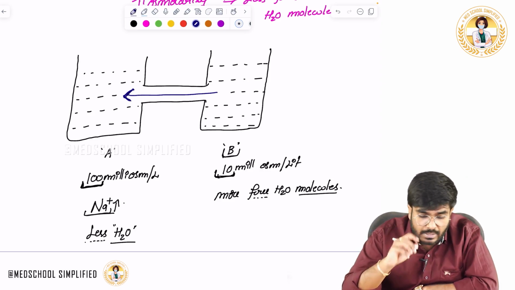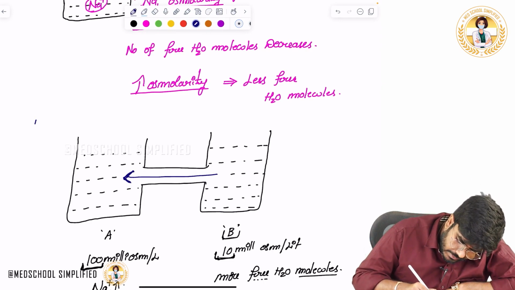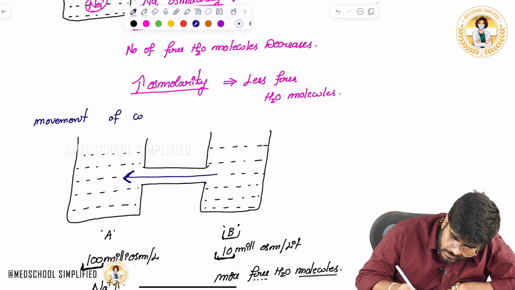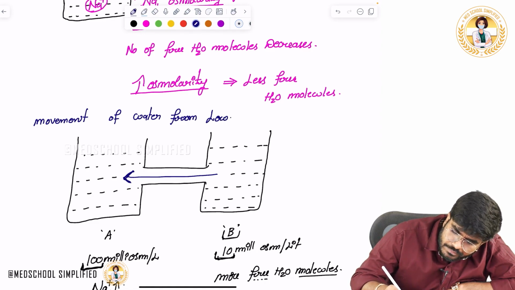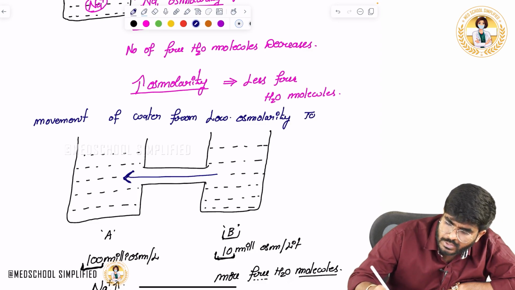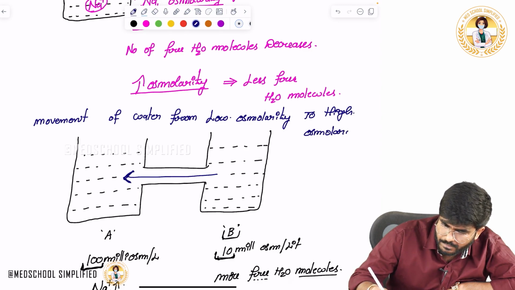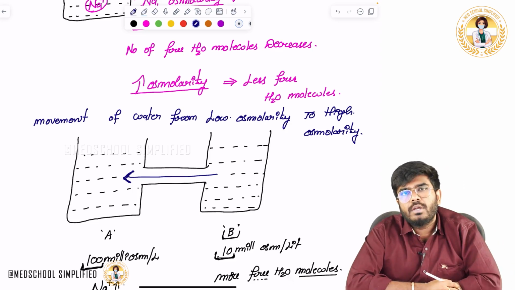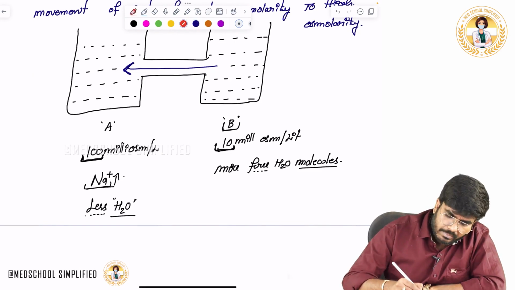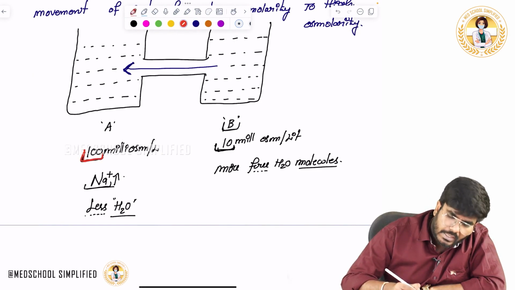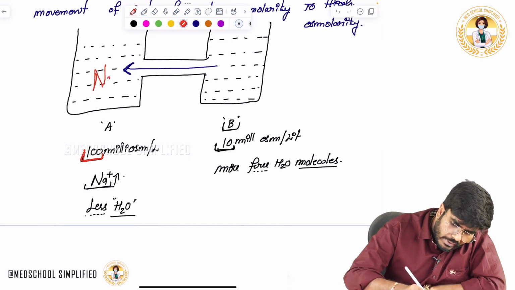Okay, so osmosis is movement of water from low osmolarity to high osmolarity. You can understand it in an easy way like this. Beaker number A has high osmolarity, 100 milliosmoles, which means more sodium is there.